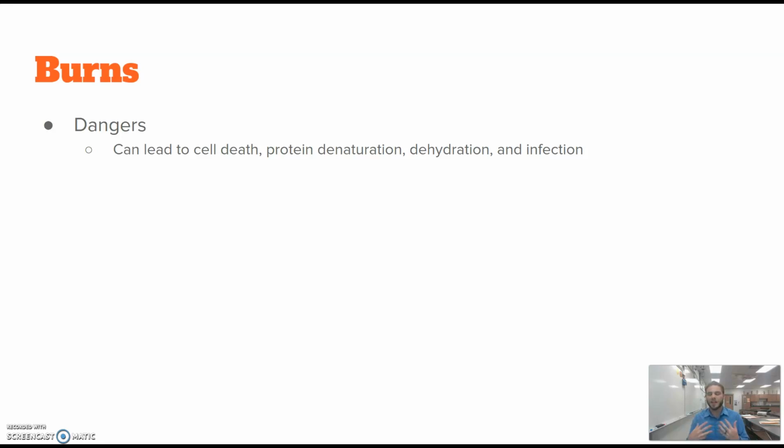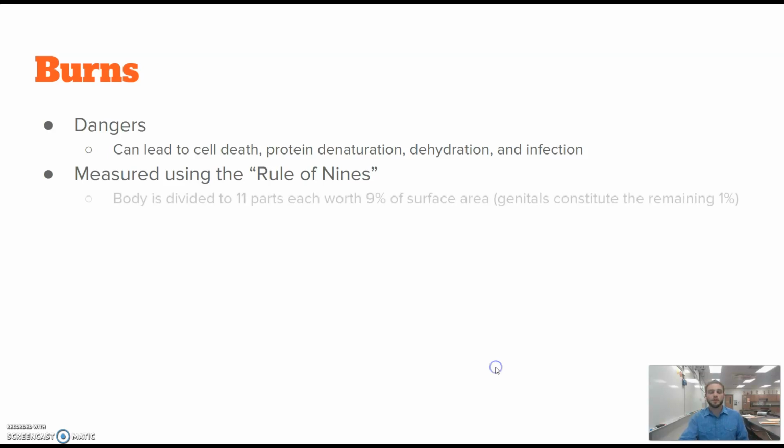You can also worry about infection, things like a wound getting gangrenous, turning septic, some different things like that if left untreated. We can measure burns using what's called the rule of nines, especially from a medical perspective. Basically, we divide your body up into 11 parts, well, technically 12, and each part is worth 9%. It's supposed to roughly estimate what 9% of your surface area is.